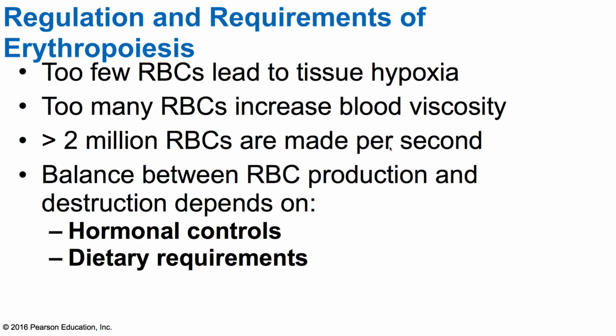That's a huge number. So how does your body balance the amount of red blood cells that is being produced and that's being destroyed? Well, that depends on a couple of different things. First is hormonal control, and we're going to be looking at this in the next few slides. The other is dietary requirements. So if you're getting enough iron in your diet, enough protein, and enough vitamins, specifically looking at B vitamins, then you should have everything that you need to produce enough red blood cells. But if you don't have a proper diet, a healthy diet, then your body's not going to have enough of what it needs to produce these red blood cells.